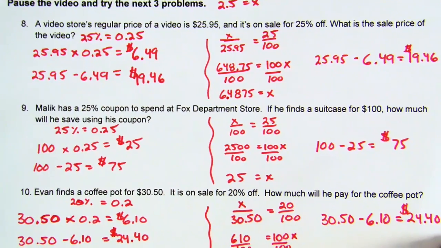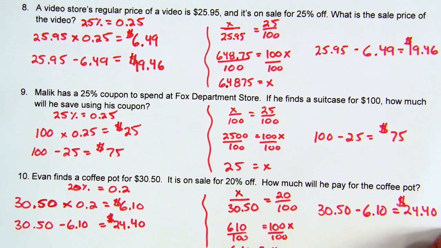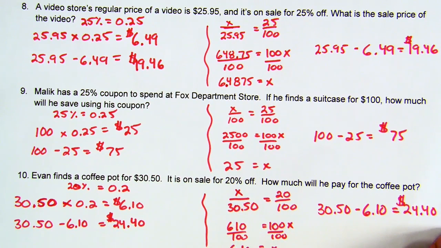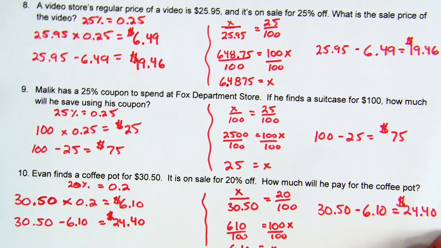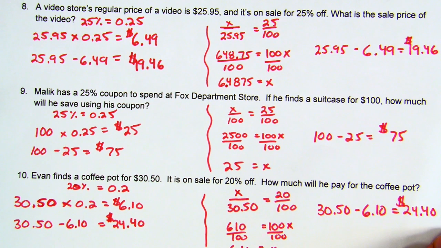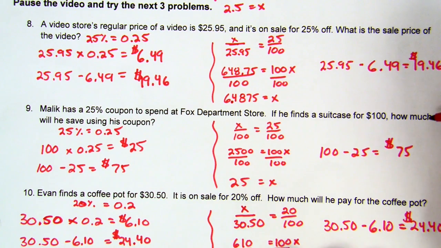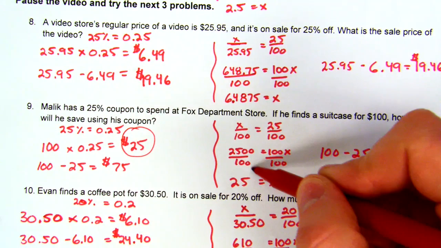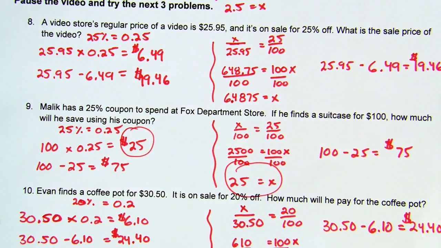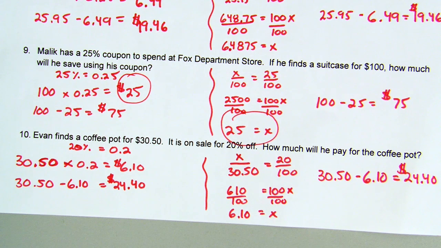Alright, number 8, you should have gotten $19.46. Number 9 should have been $75. Actually, number 9, I guess I went too far on it. I just asked, how much will he save using the coupon? Your true answer should just be $25 here. You're not asking how much he spends. Okay. And lastly, number 10, we've got $24.40 for how much they pay for the coffee pot.